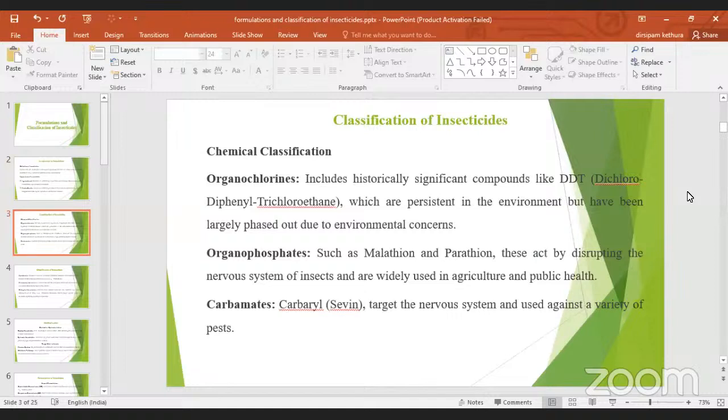Examples are malathion and parathion. These act by disrupting the nervous system of insects. That's how we control the activity of the insects. And these chemicals are widely used in agriculture and public health to control the pests. And the third one is carbamates. An example is carbaryl, also called Sevin, which targets the nervous system of the insects and is used against a variety of pests to control them and to protect the crop.